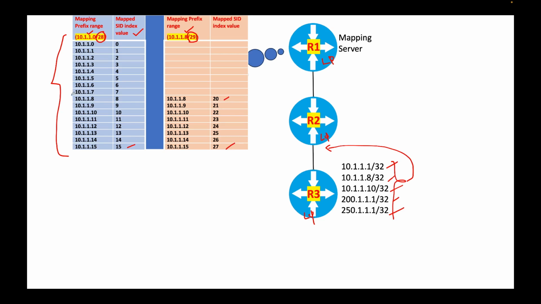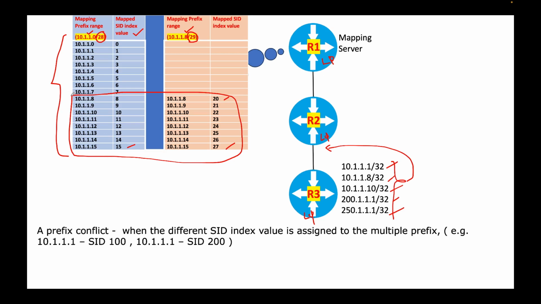So here we can see that we have two SID index values for the same prefixes. That's what we call a prefix conflict. When we have two or multiple SID index values for the same prefixes, then we call it a prefix conflict.